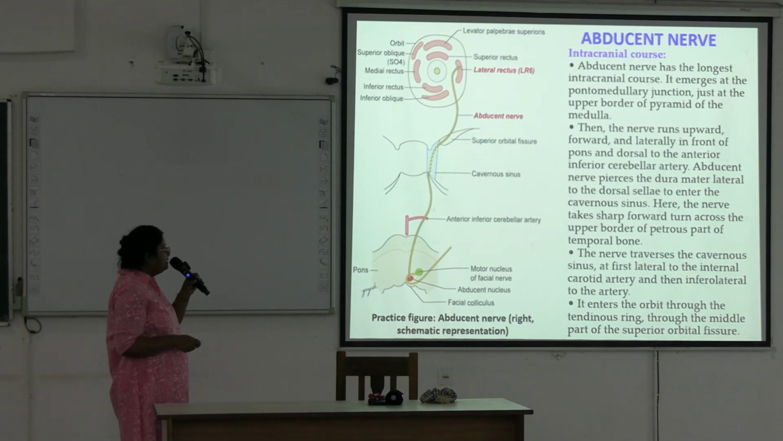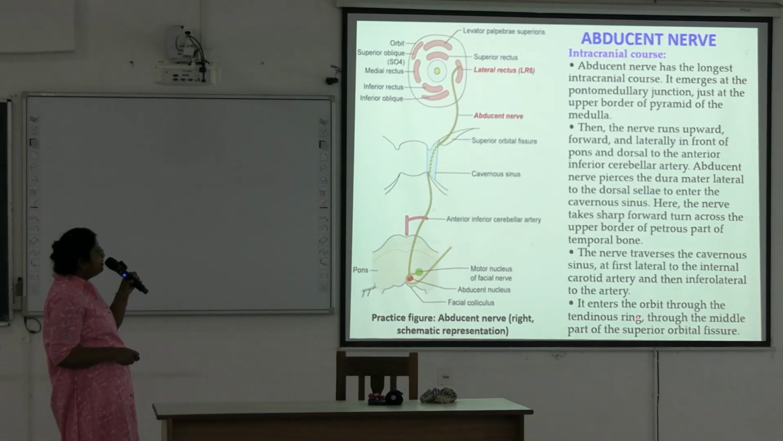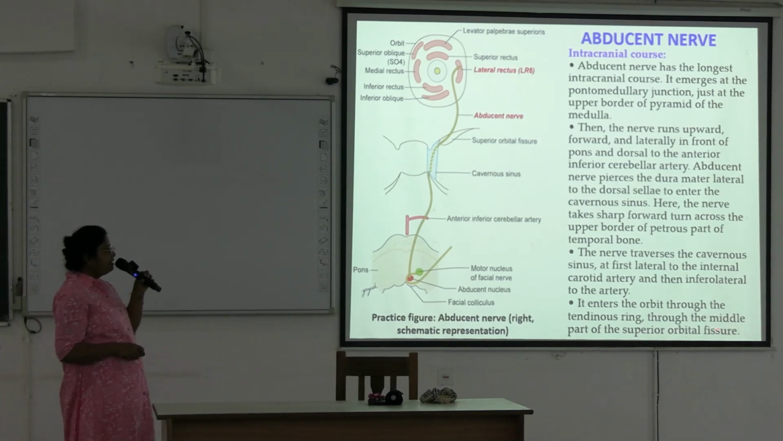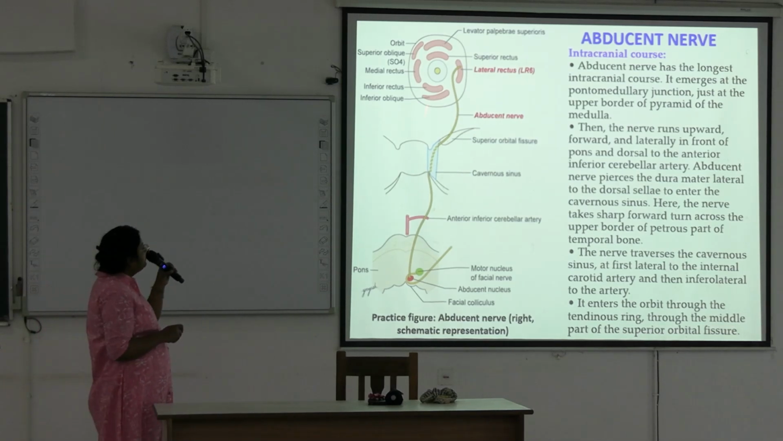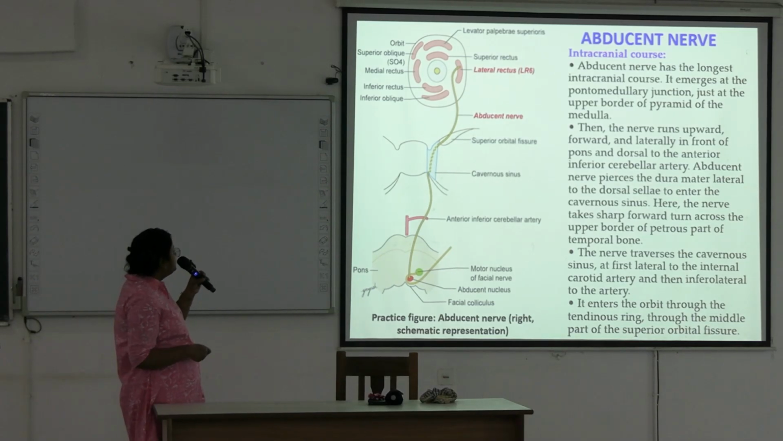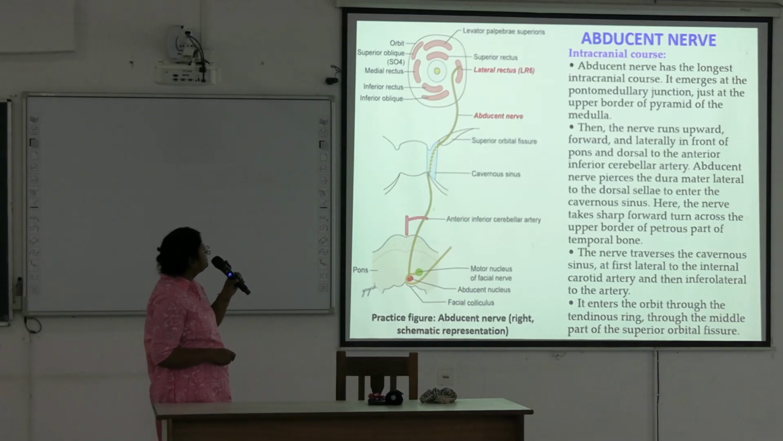And then inferolateral to the artery, it enters the orbit through the tendinous ring, through the middle part of the superior orbital fissure. Here it is entering into the orbit through the superior orbital fissure and supplying the lateral rectus. Understood? So this is the course of the abducent nerve, with the longest intracranial course.